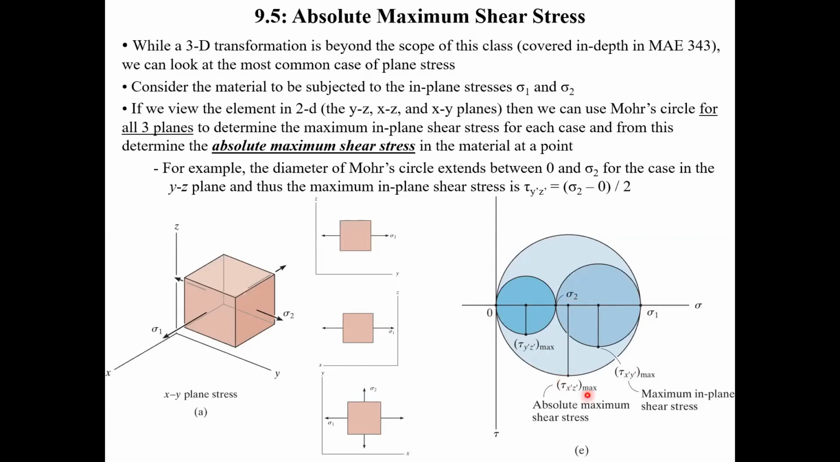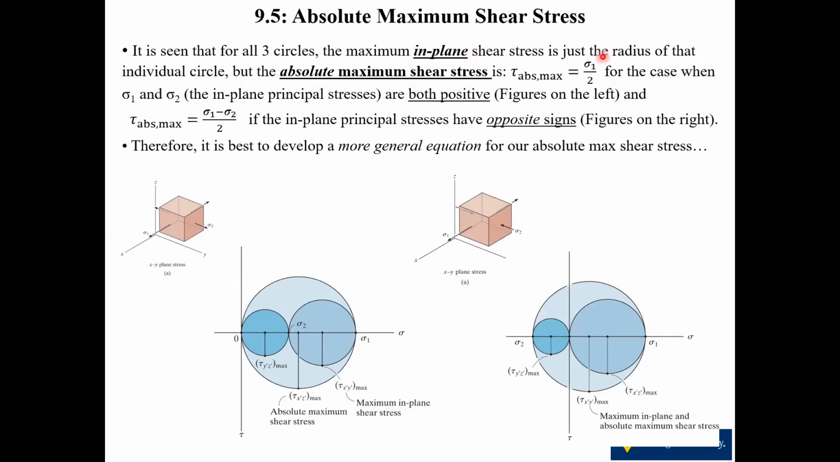maximum. So this tau x prime z prime maximum is the maximum in-plane shear stress in the xz plane, but then since it's the biggest circle, thus the biggest radius, and thus the biggest overall maximum in-plane shear stress, that gives us our absolute maximum shear stress. Okay, so that's in one case. So like I said, the maximum in-plane shear stress is just the radius of that individual circle.